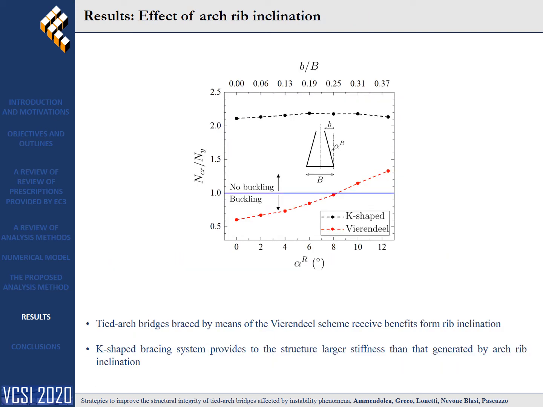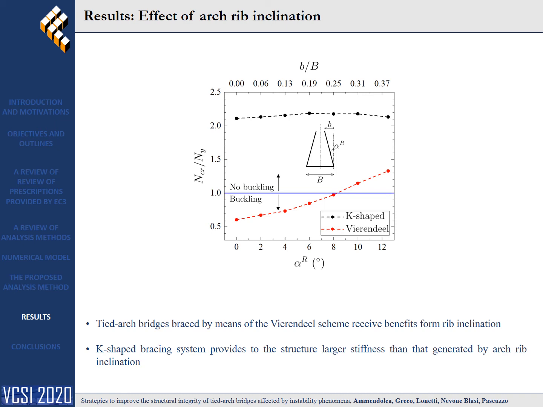Other results were developed with the aim to analyze the variability of the critical axial force in arc ribs in terms of the arc slope. The analysis was performed comparing two bracing system configurations, the Rendell and the K-shaped configuration. Here, the critical axial force has been normalized with respect to the yield axial force, which has been defined considering a steel of 350 MPa.